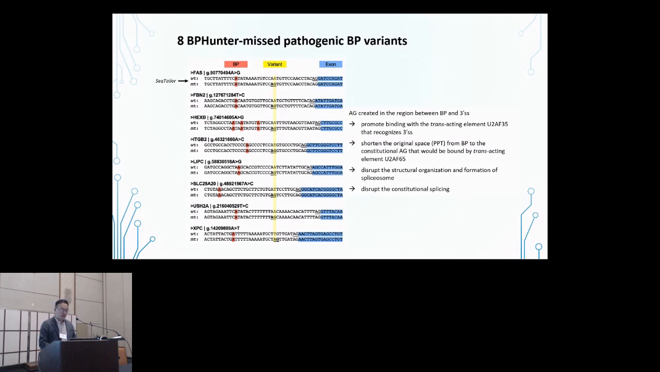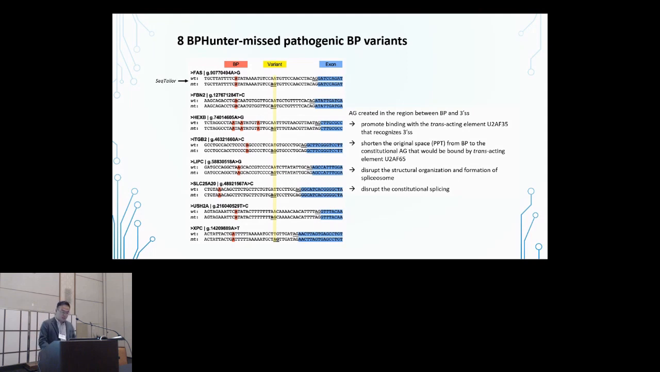So we think that the AG created in this region promotes the binding of another trans-acting element that is recognizing the 3' splice site. And they shorten the original space in between that could be bound by another trans-acting element. Therefore, those variants lead to the disruption of the structural organization and the formation of the spliceosome at the 3' end of the intron. Therefore, the constitutive splicing was disrupted.